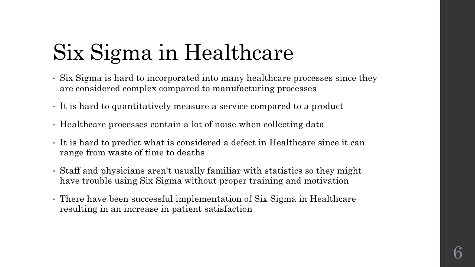Six Sigma has had a lot of success in the manufacturing industry. However, it hasn't been widely used in healthcare. One of the reasons is that the processes in healthcare are complex compared to manufacturing processes. It is hard to quantitatively measure a service compared to a product. Also, the processes in healthcare contain a lot of noise, so it's hard to collect accurate data.